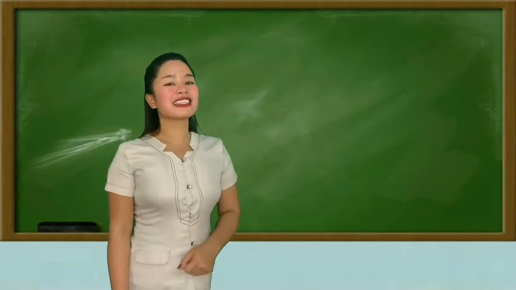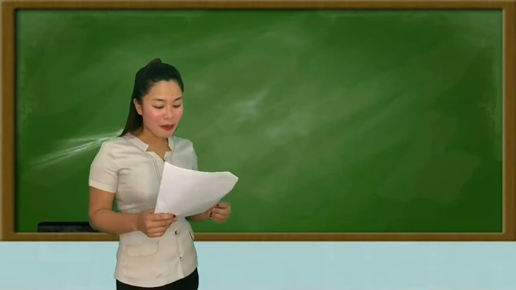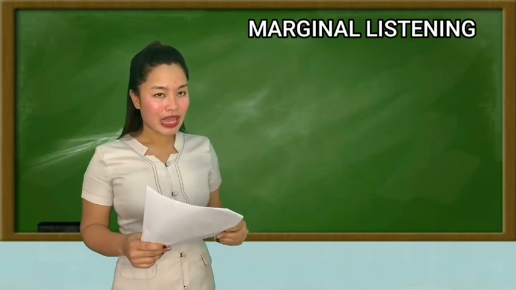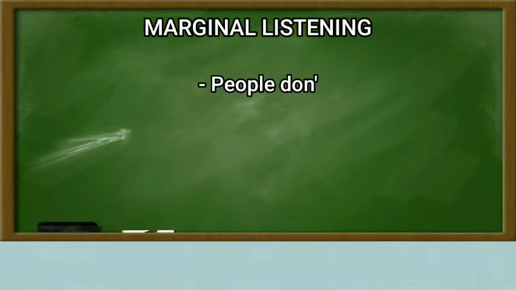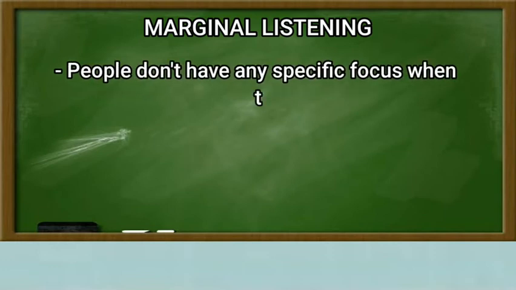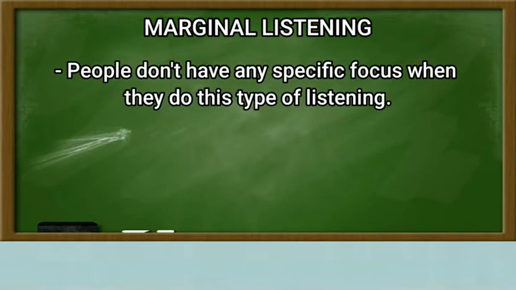And the last listening strategy is marginal listening. In this type of listening strategy, people do not have any specific focus. Marginal, you did not give focus. For example, you are listening, physically you are here, but your mind is on basketball. That is the example of marginal listening. In attentive listening, your focus is full; here in marginal listening, you really have no focus.